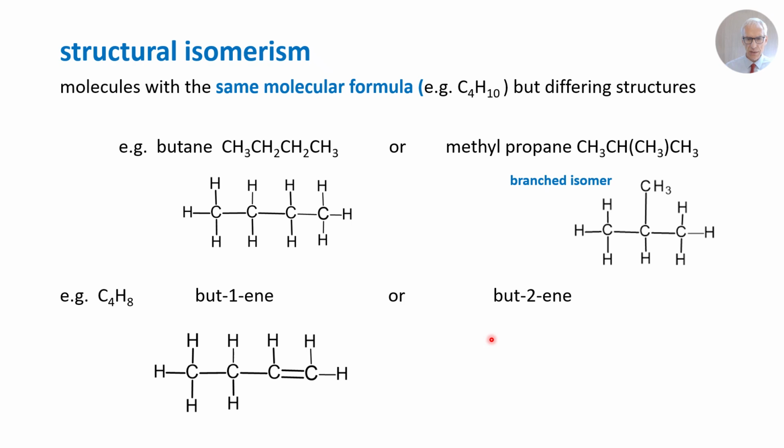Can you visualize it? I'm going to show you. First carbon, second carbon, third carbon, fourth carbon. But-2-ene, the double bond is between the second and the third. So this is but-2-ene, the double bond starts at the second carbon. This is but-1-ene, the double bond starts at the first carbon. So these, again, are forms of structural isomerism, frequently asked about in paper 2.